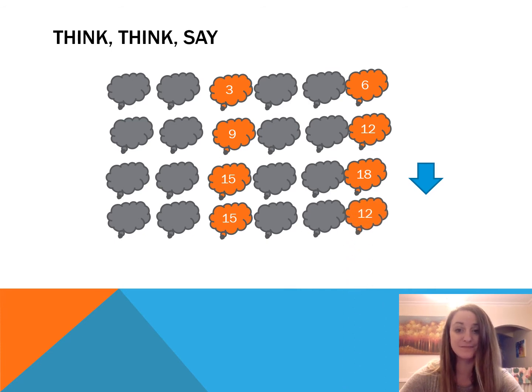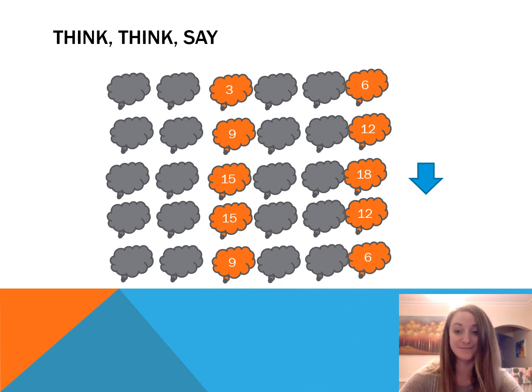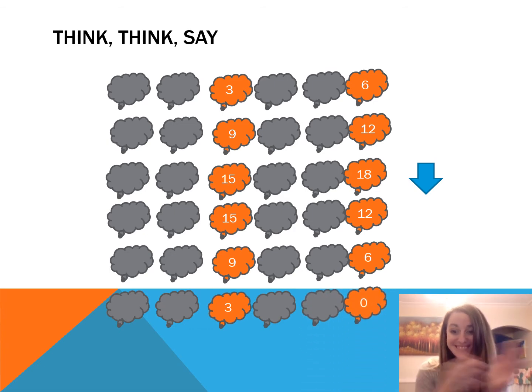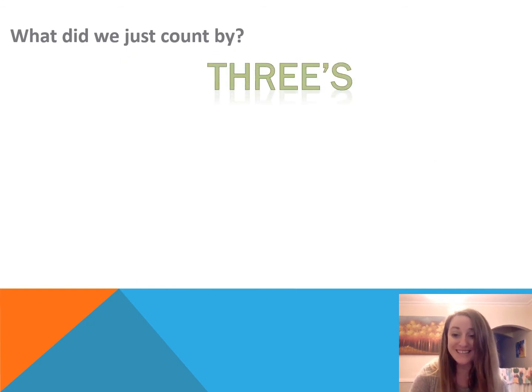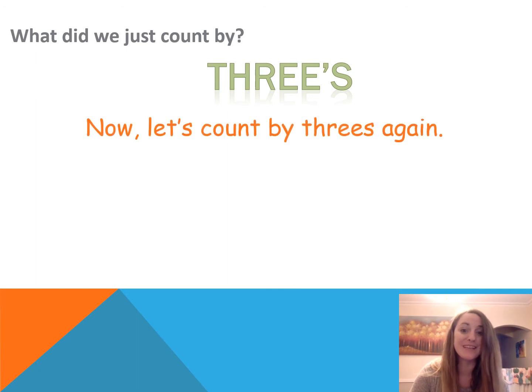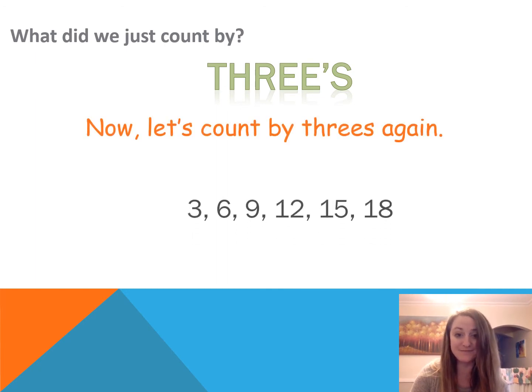15, 12, 9, 6, 3, 0. Great job. Let's keep going. What did we just count by? We counted by 3s. Now let's count by 3s again.